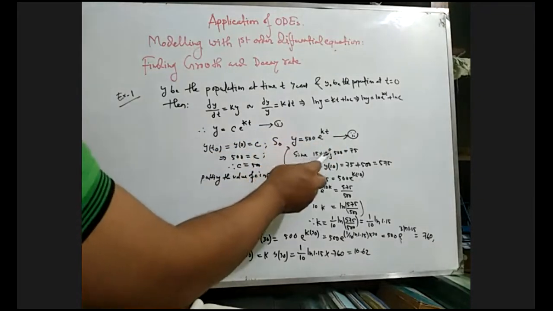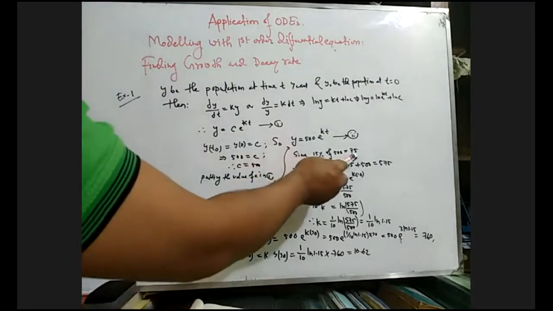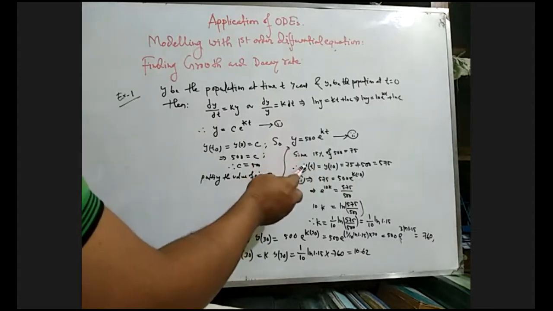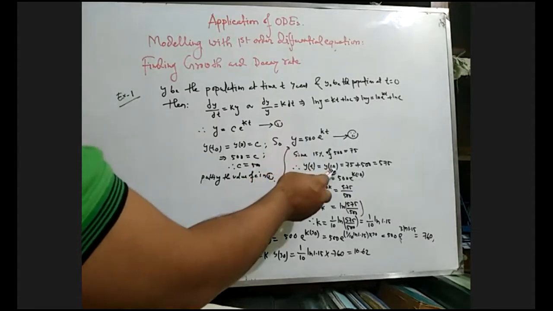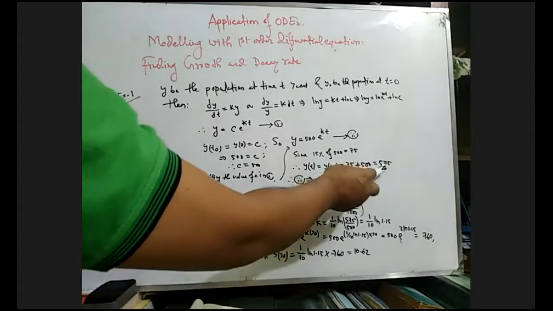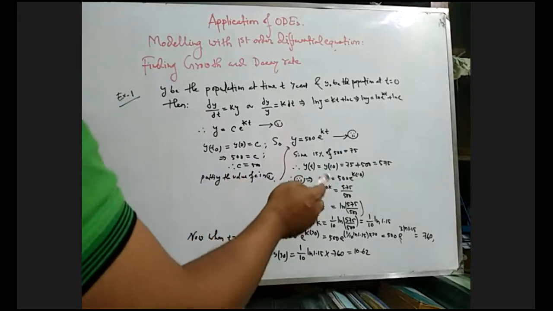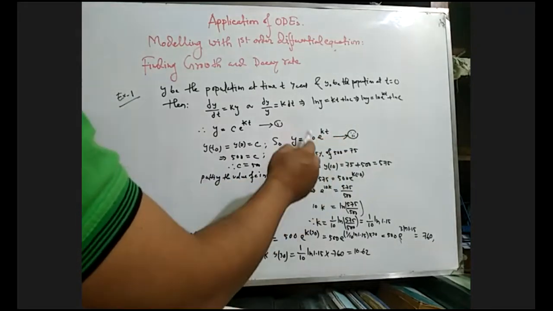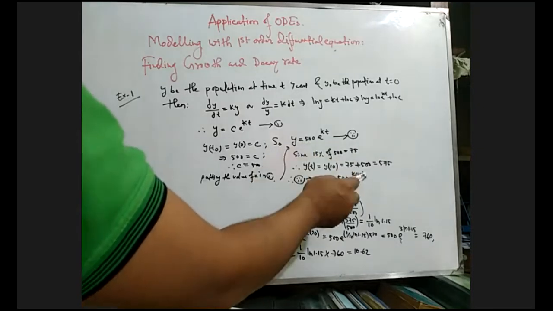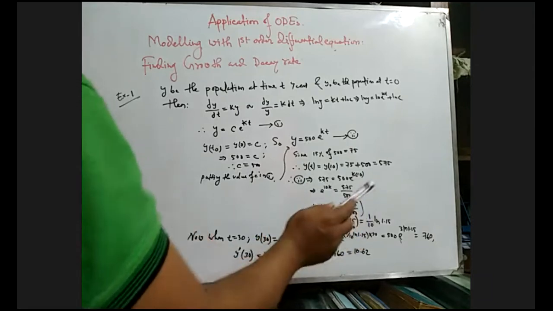Now 15% of 500 population increases, so the increase is 75. So what will the total population be after 10 years? The population will be 500 plus 75, which means 575. Now after 10 years, from equation number 2, y value is 575 and 500 into e to the power k into 10. From here, we get the value of k.